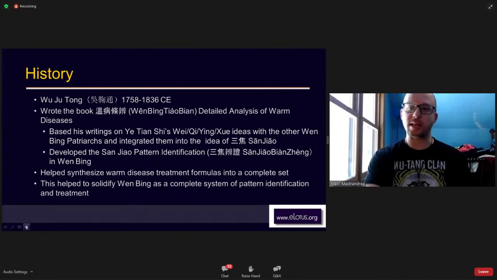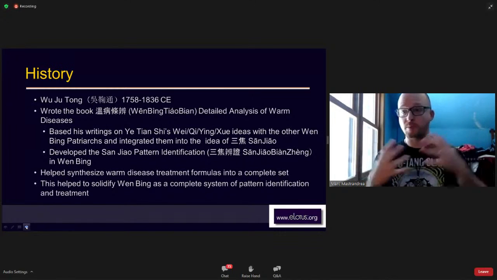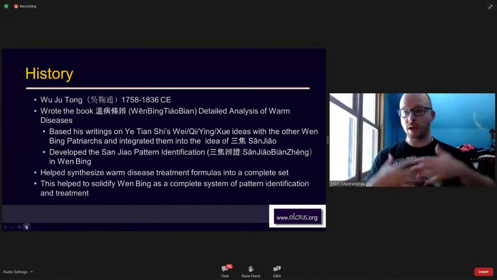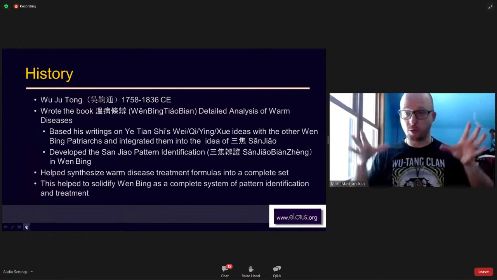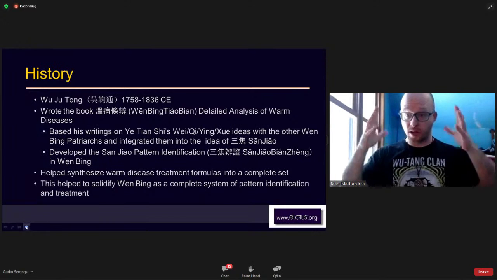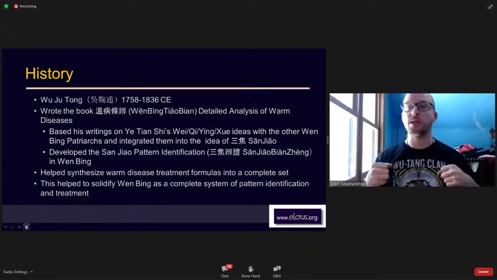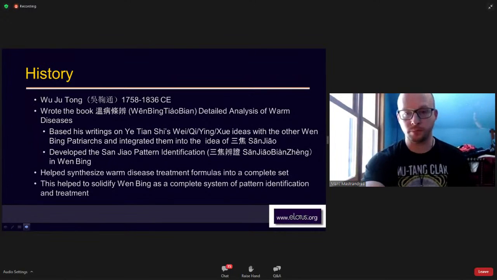And so he synthesized the idea of these 2 methods over each other, and then the idea of treatment, pattern identification and treatment, kind of really bringing together and finally giving a more clearly viewed structure to the idea of Wen Bing.